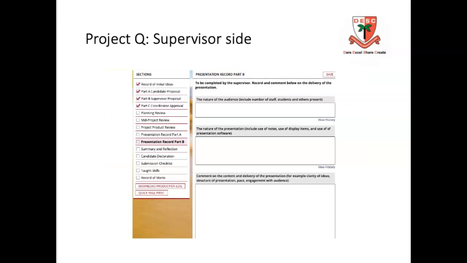Now, what's your job? The supervisor side is presentation record B, which you can find here on Project Q. I don't try to type this out while the student is delivering the presentation. I know from experience that that's completely impossible. So you could either watch a recording again, or you could take some notes as the student delivers the presentation. And you're going to fill in this, how many people are there, etc.